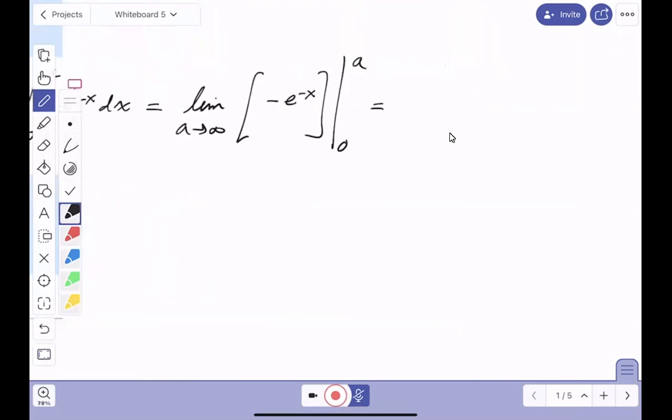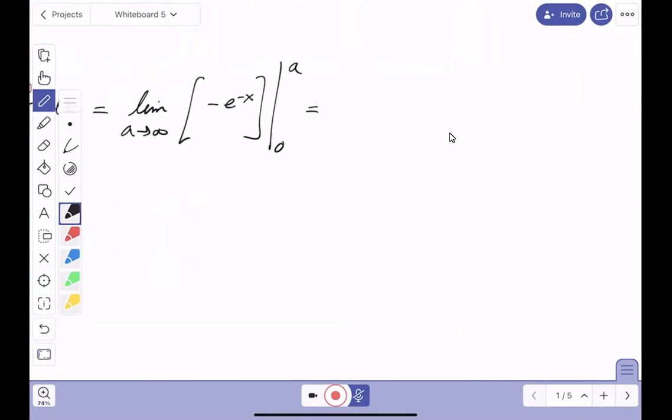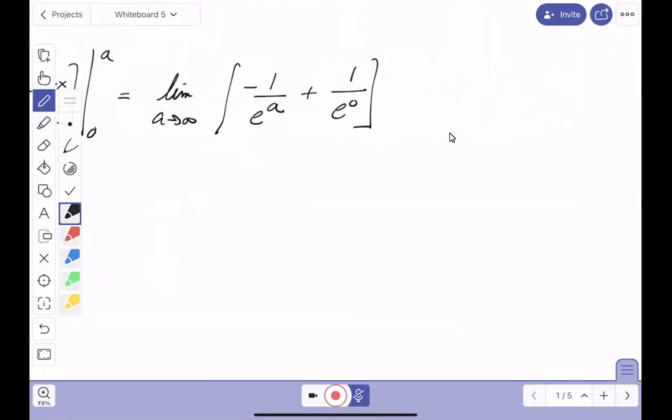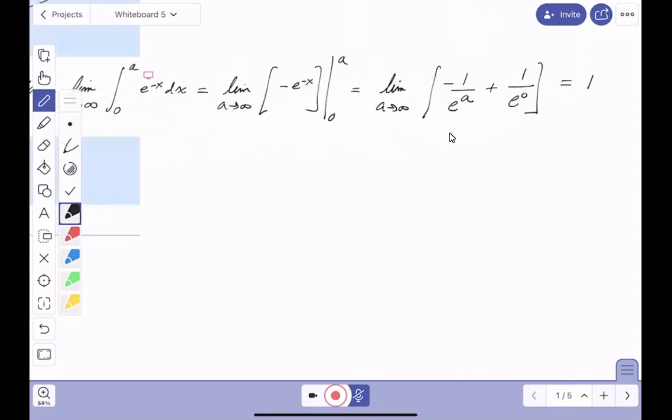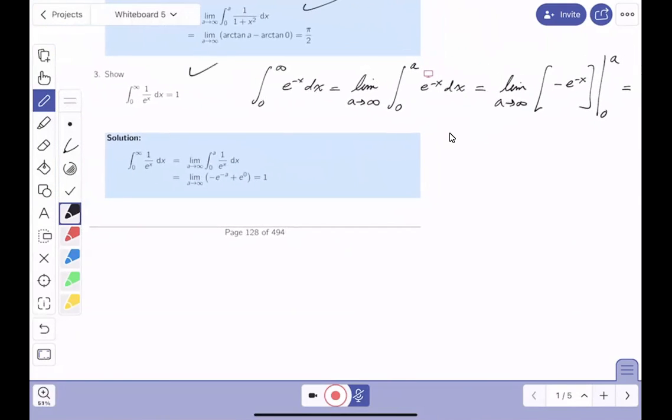Let me write this down. Yeah, I know it's a lot of work. Limit a goes to infinity, minus 1 over e to the a, minus a minus is plus 1 over e to the 0. Well, as a goes to infinity, that first term disappears very quickly. And 1 over e to the 0 is 1 over 1, which is 1. That's what we're supposed to show. And we just did that. All right, not bad. So far, the problems are kind of moving along smoothly.